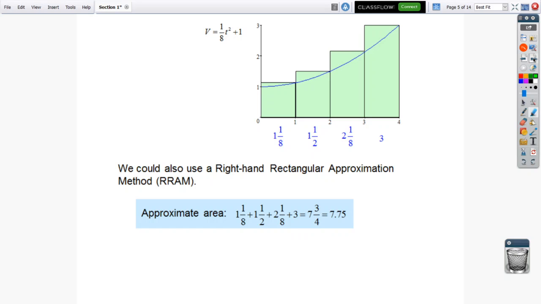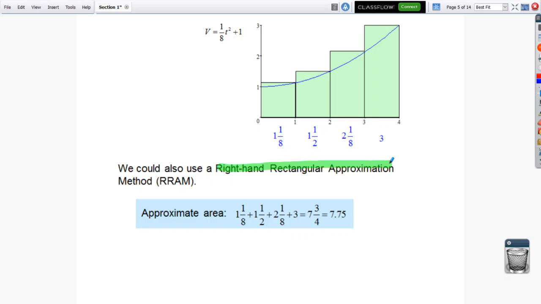I see my RRAM is the same thing, except the heights of my rectangles are determined by my right endpoints. So here, instead of using 1 as my first height, I'm now going to use 1 1/8 as my first height, and then 1.5, and then 2 1/8, and then 3. Again, each subinterval width is 1, so I'm just going to multiply each height by 1 to get each area of the rectangle, add them all together to get my RRAM is 7.75. Again, RRAM meaning right-hand rectangular approximation method.